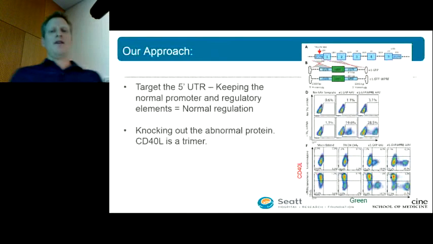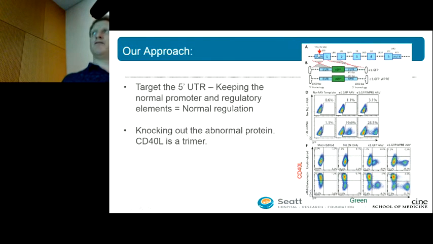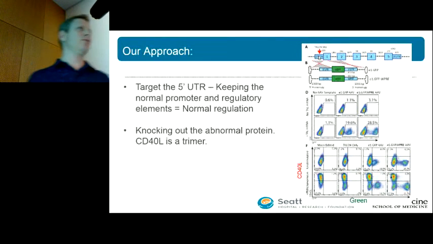The basic idea is, if you make a break here and you insert your template, you achieve 2 points. First, all the regulatory elements are still there, and you didn't change anything in the regulation of the gene. So when the cell is activated and it's supposed to express CD40 ligand, it will do that. When the cells are resting and are downregulating CD40 ligand, it will do that because it's not constitutively expressed.